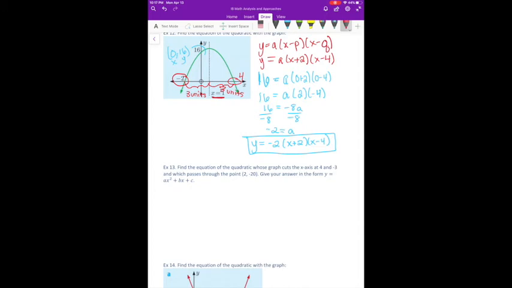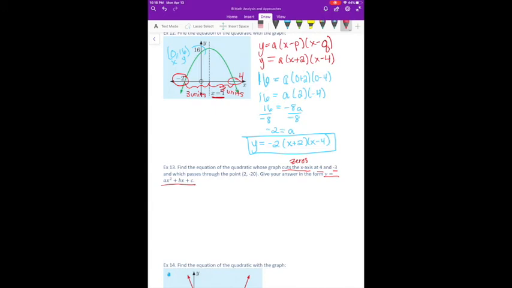So that is general form. We've got y equals ax squared plus bx plus c. So we need to put our final answer in that form. That doesn't mean that we can't use the other forms to get there. All right, so what am I given? I am given where the graph cuts the x-axis. Those are the zeros. That's where it crosses the x-axis. So I have zeros at 4 and negative 3.